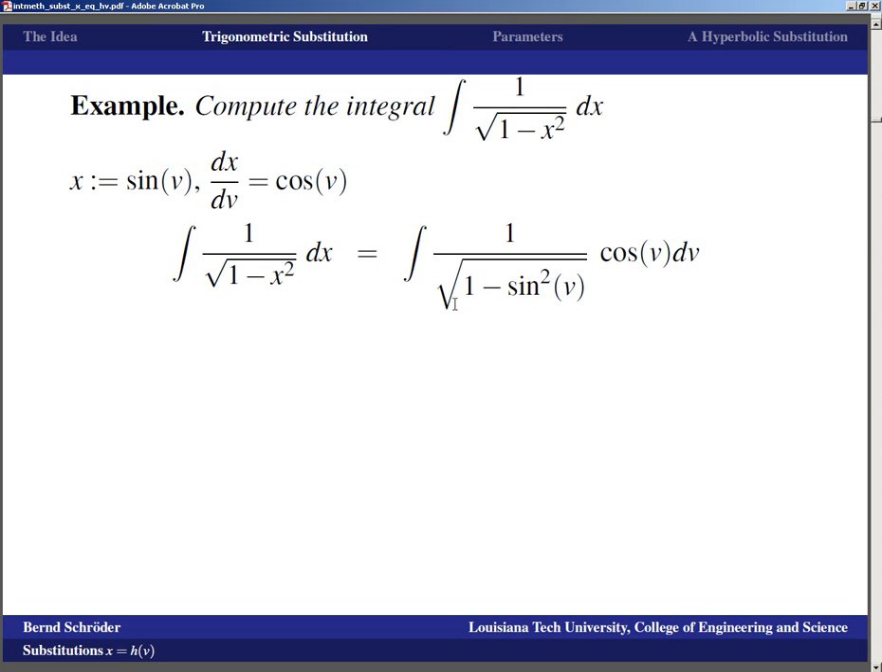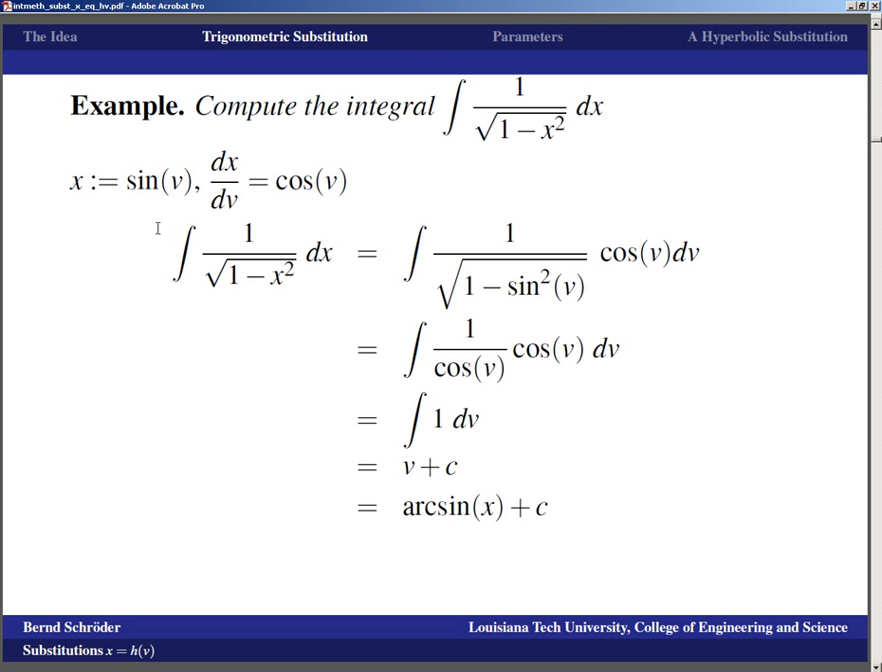Okay, well, what do I know? I know that square root 1 minus sine squared of v is cosine of v. So I end up with an integral of 1 over cosine v times cosine v dv. That, of course, cancels. That's the integral of 1 dv, and that ends up being v plus c. And as we undo things, if x equals sine of v, then v equals arcsine of x, and so the antiderivative is arcsine of x plus c.